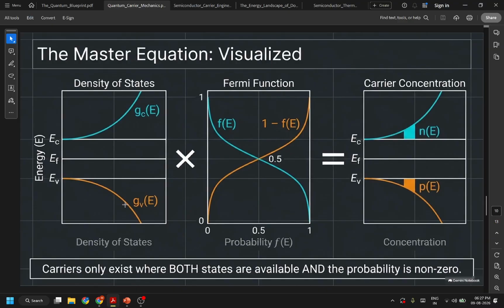So you can see here the density of states is like this, whereas the Fermi function is given like this. For electrons it is f of E, for holes it's 1 minus f of E, which is given like this. So carrier concentration is given as the multiplication of both of them, and when you multiply both of them we get only a small overlap region. So carriers only exist when both states are available and the probability is non-zero. So this much area is for n of E and this much area for p of E.